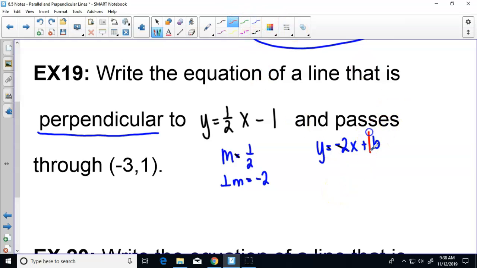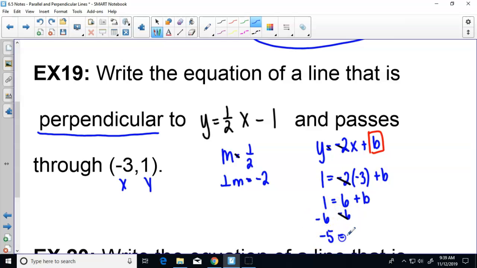We got to solve for the b. So what do we got to do first? Right now I've just got y equals -2x plus b. I can't solve it with the x's and y's. Okay, let's plug in. So what do I plug in for y? And what do I plug in for x? There's your x. There's your y. -3 plus b. So I get 1 equals, that's going to be +6 plus b. And then what do I do? I subtract that 6, so I get -5 equals b.